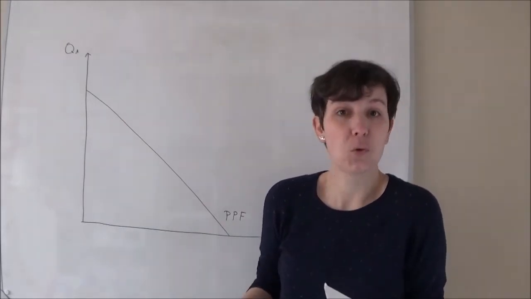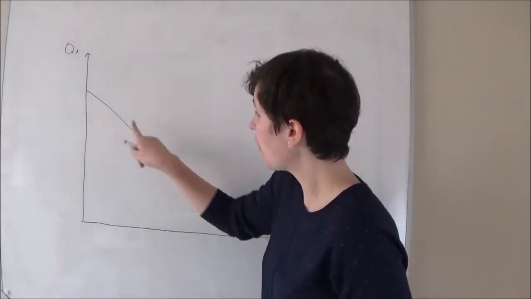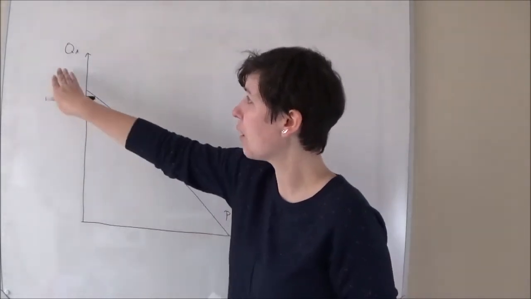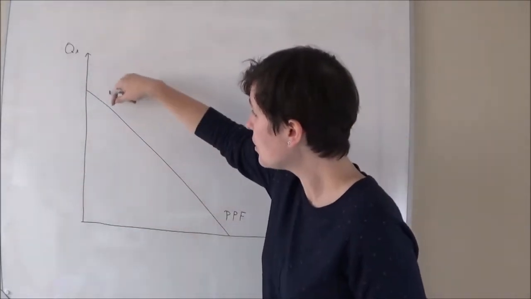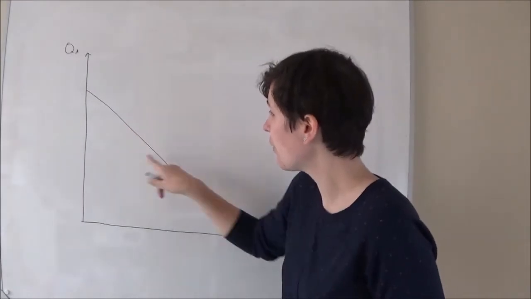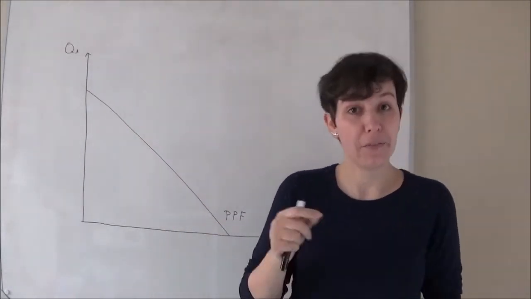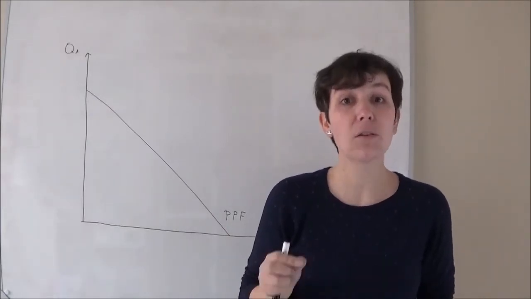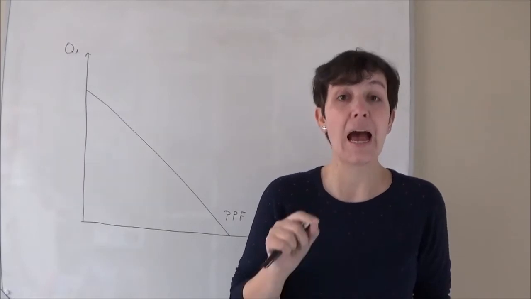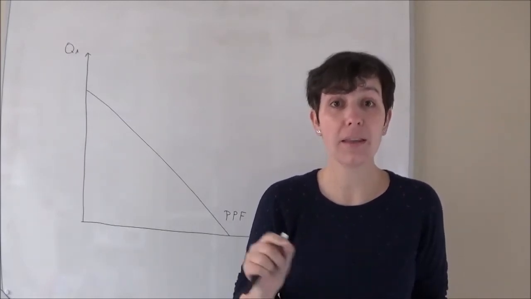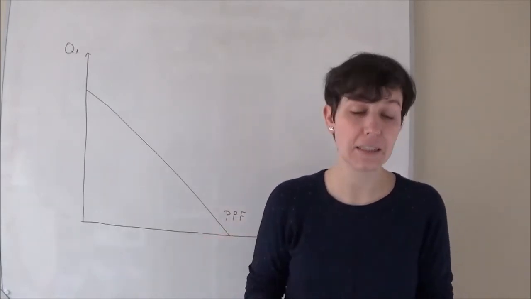The answer is true. Here are all the different combinations of production between two goods, good 1 and 2, and all the combinations of the two goods that are on that curve are going to be feasible, so possible, and also efficient because we are using all the resources. In the case of the Ricardian model, that means we are using all the labor that the economy has.